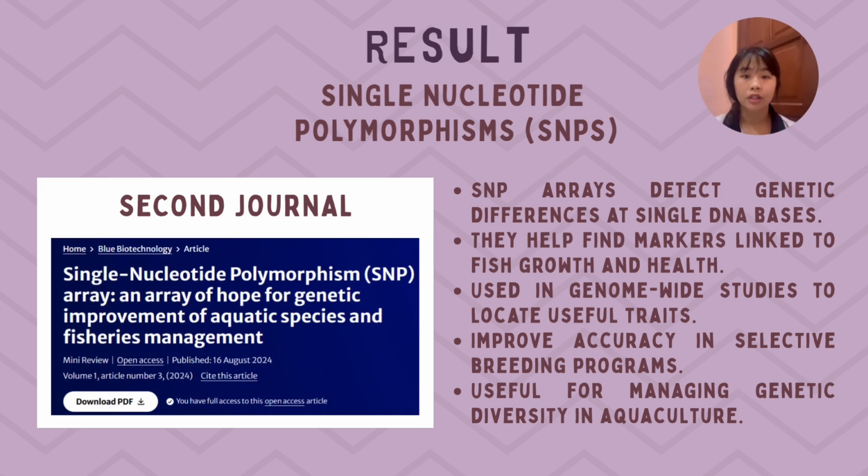We will go to the second journal of my results on single nucleotide polymorphism. The topic is an array of hope for genetic improvement of aquatic species and fishery management. SNP arrays detect genetic differences at single DNA bases, and the second is they help find markers linked to fish growth and health. And the third is used in genome-wide studies to locate useful traits. And the fourth is improve accuracy in selective breeding programs. So the last is useful for managing genetic diversity in aquaculture.